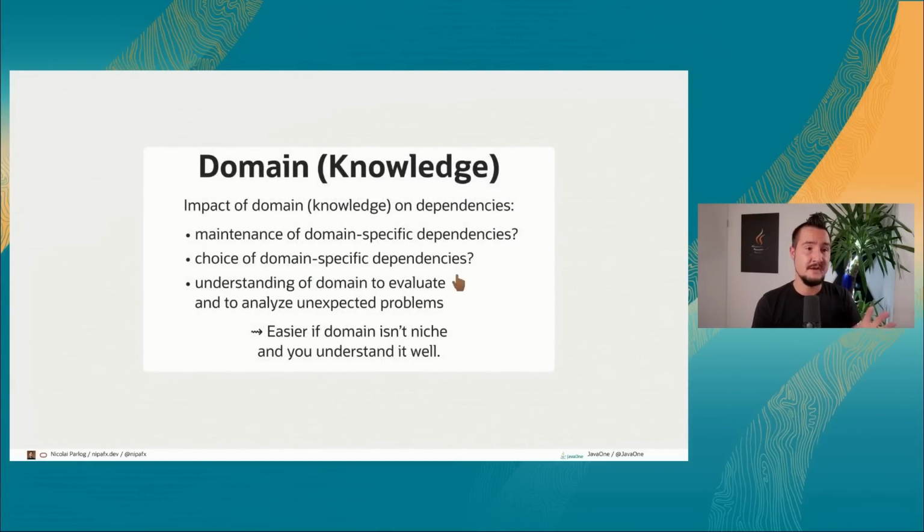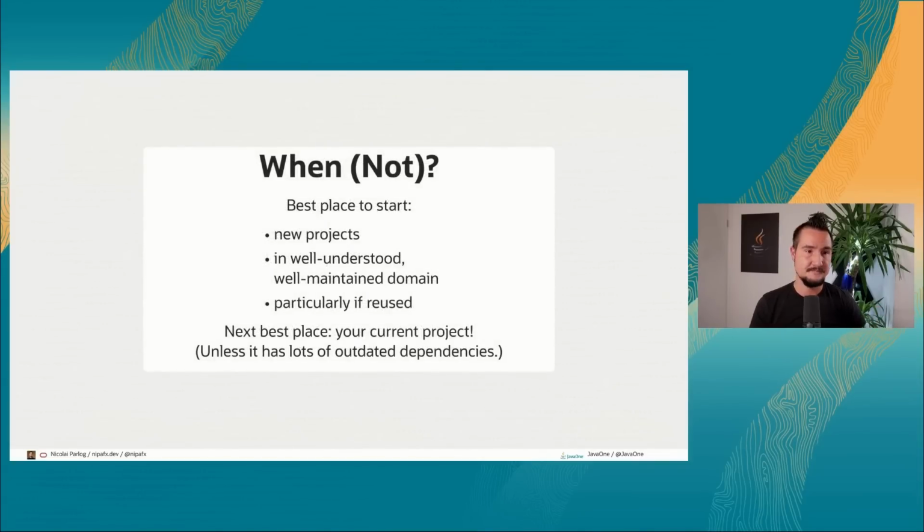An often overlooked factor is domain knowledge. Specifically, what do you know about your domain and the libraries that exist within that domain? If those libraries are, for example, in a very niche domain, maybe they're not well maintained, maybe they're very old Java versions, then that can be an issue. Like if the one library that you definitely need to do your job is still on Java 6 and there's no maintainer anymore to update it to the module system, that could be a problem. So if the domain isn't niche and if you understand it well, that makes it easier to use the module system.